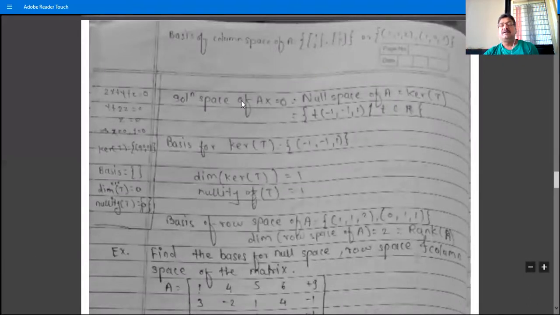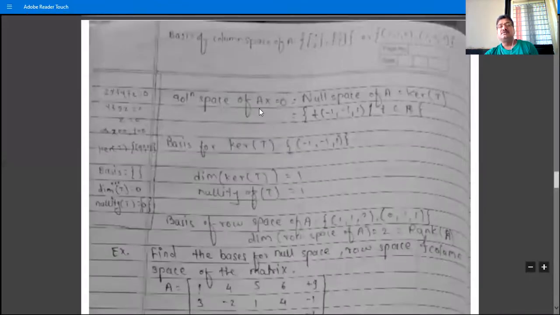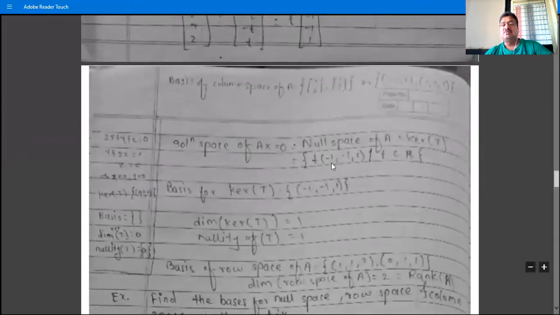So actually this is the solution space of this system, the solution space of the system Ax equal to 0, the null space of A, and the null space of A is nothing but kernel of T. So the basis for kernel of T is a set containing only one element, because this is the only linearly independent vector in this set. The remaining vectors of kernel of T depend on it, as scalar multiples of this.